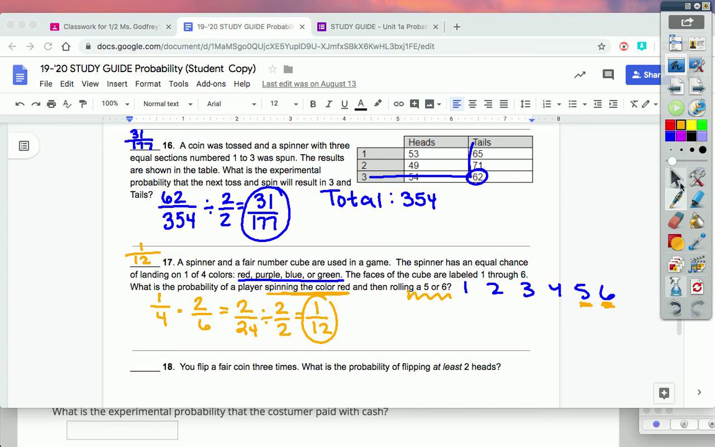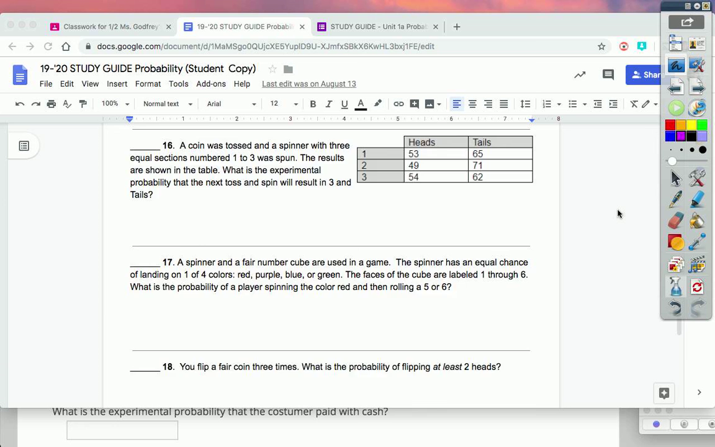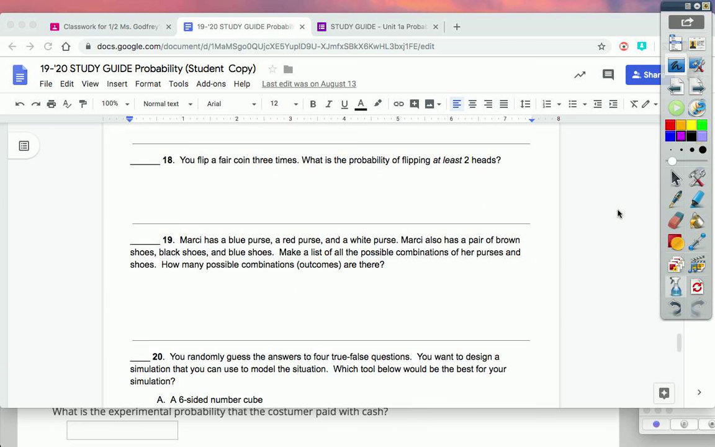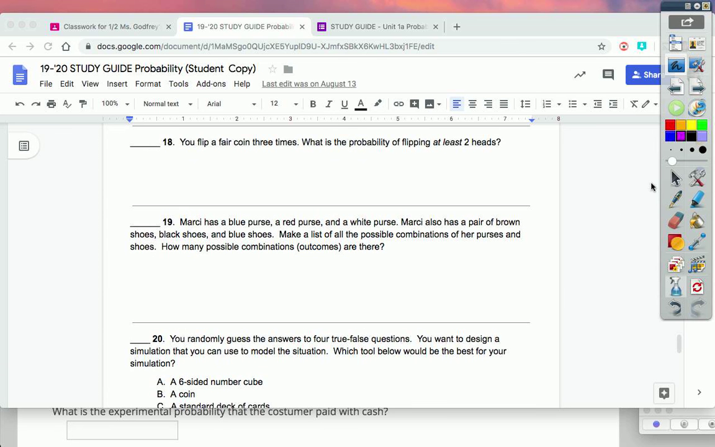We are flipping a coin. Typically, when you're flipping a coin, you can use a tree diagram to find your probabilities. So in the next one, it says you flip a fair coin 3 times. What is the probability of flipping at least 2 heads? So I'm going to do a tree diagram. The first time I flip this coin, and I'm flipping it 3 times, I'm going to get heads, and I can get a tails.